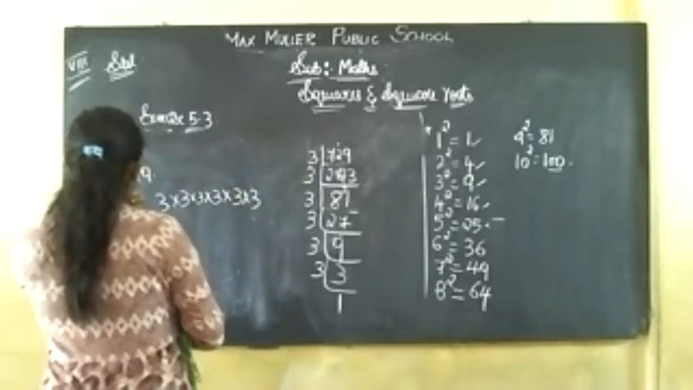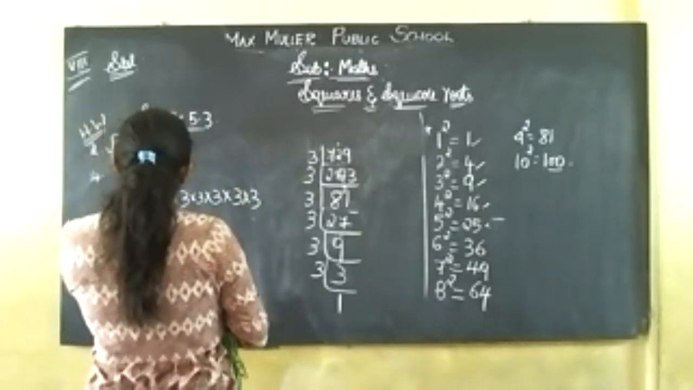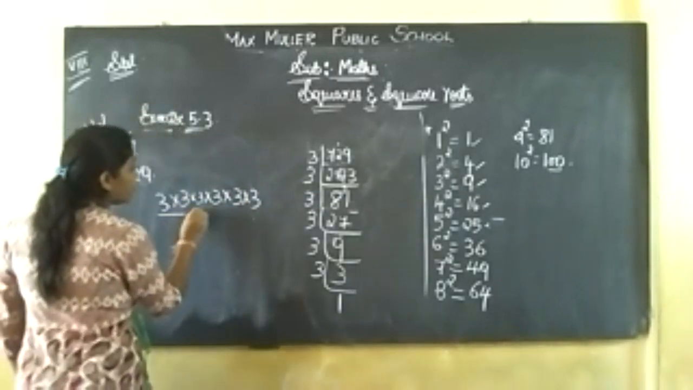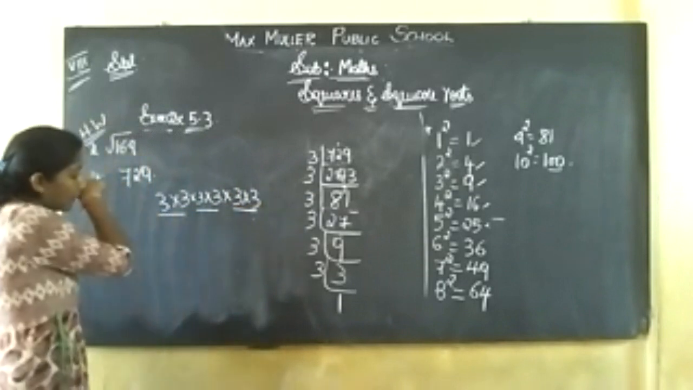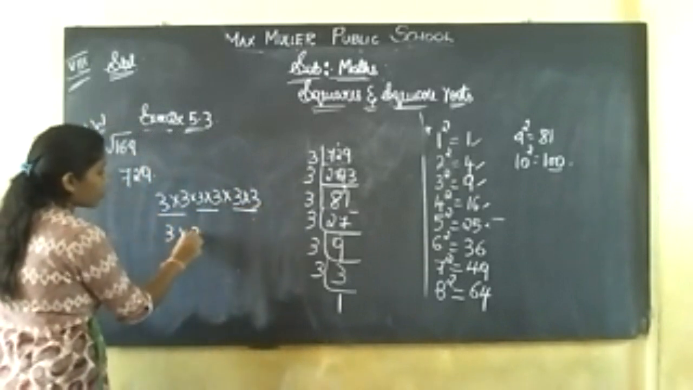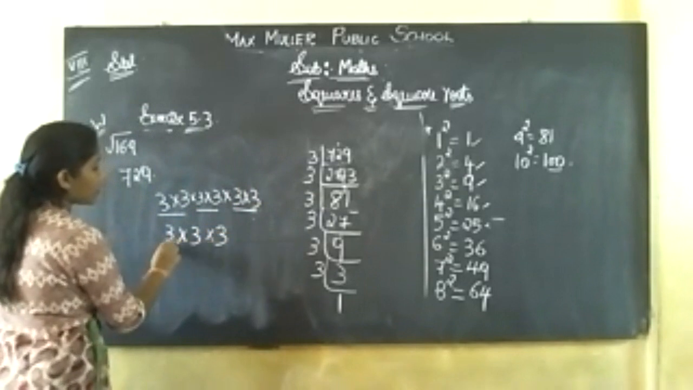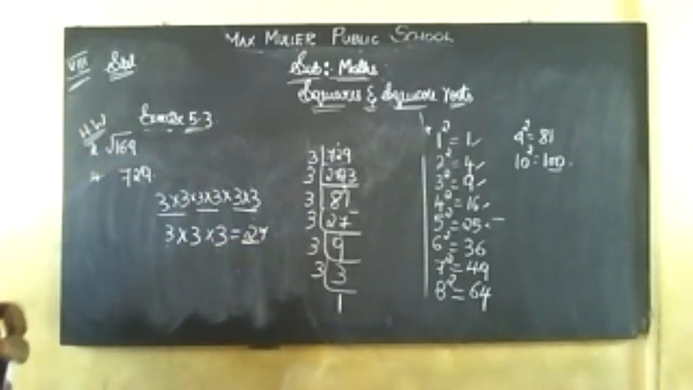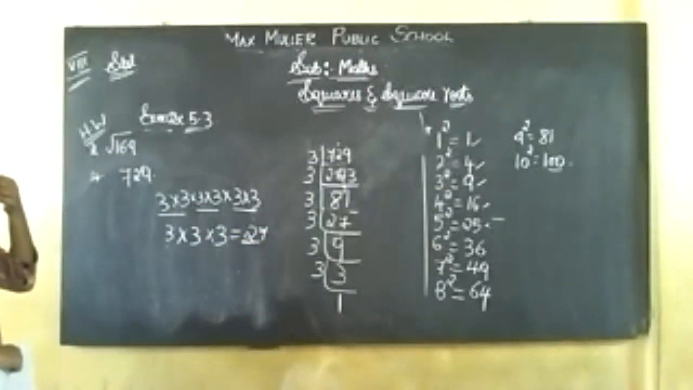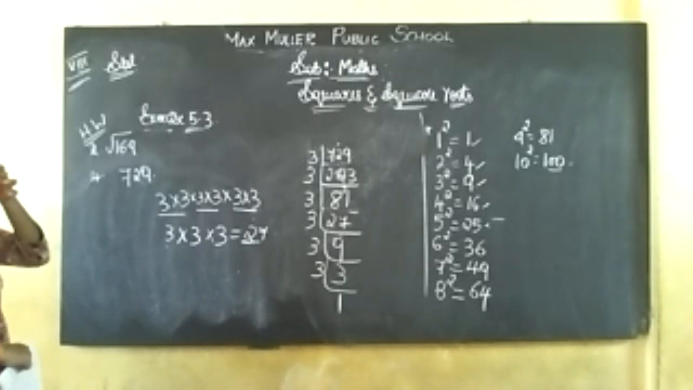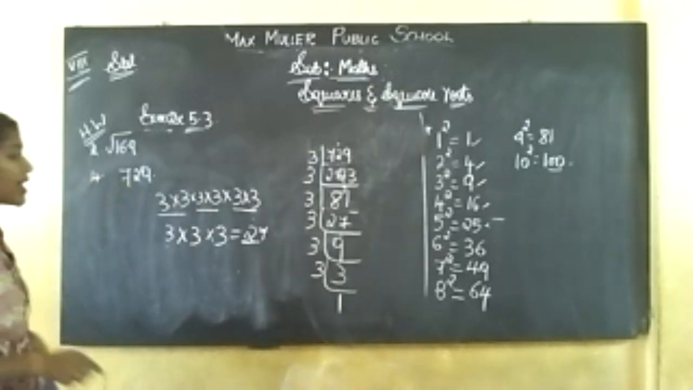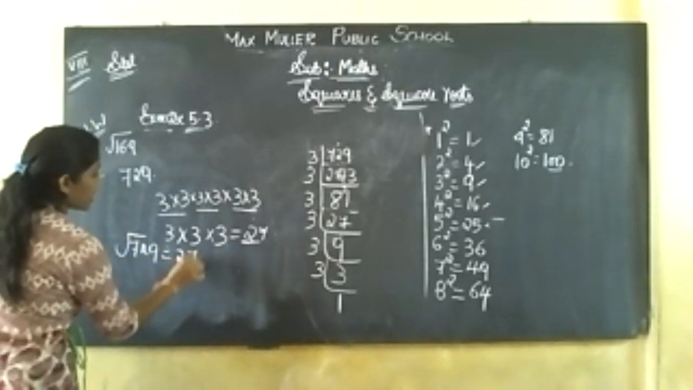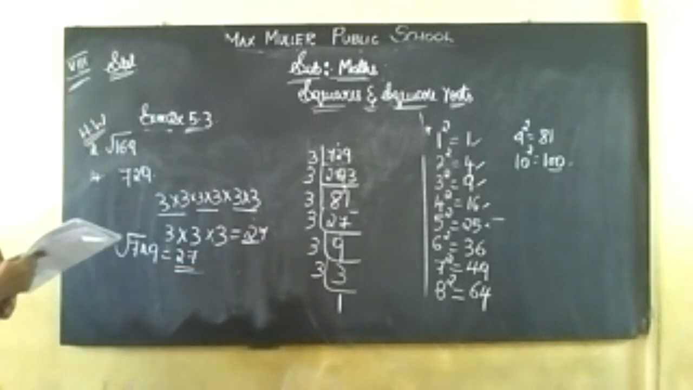That is, you have prime factorized it as 3 cross 3 cross 3 cross 3 cross 3 cross 3. So here you have pairs of 3. So once you write 3 cross 3 cross 3. So 3 3s are 9 and 3 9s are 27. So the square root of 729, or the square number for 729, is 27. Hope all understood this, students.